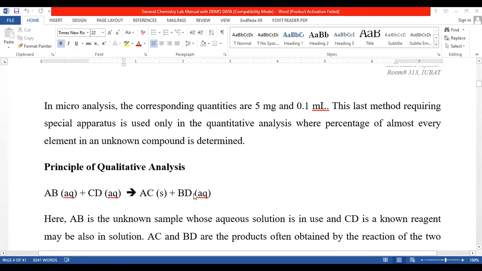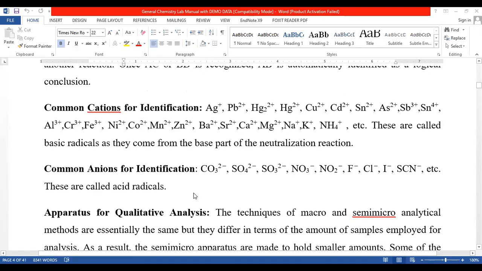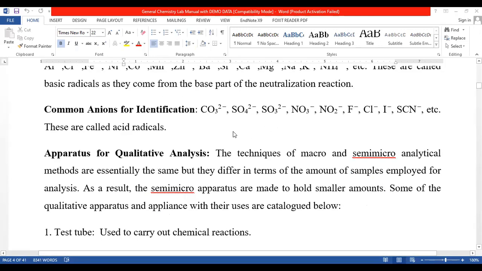So here in this case, there are several kinds of common cations, which we have already discussed in the flame test, and the common anions are carbonate, sulfate, sulfide, nitrate, nitrite, fluoride, chloride, iodide, thiocyanate. All these are the common anions found in compounds.